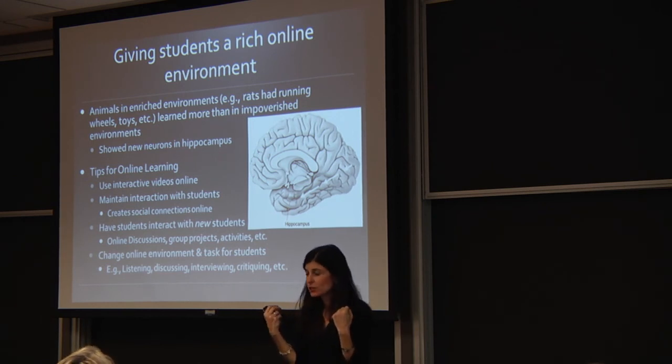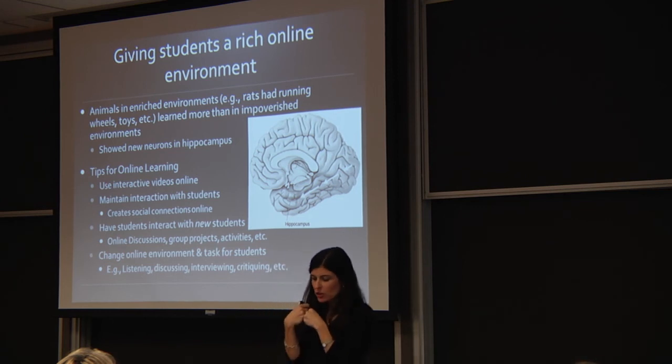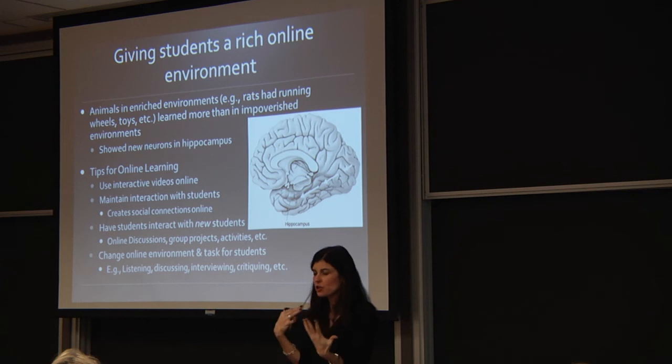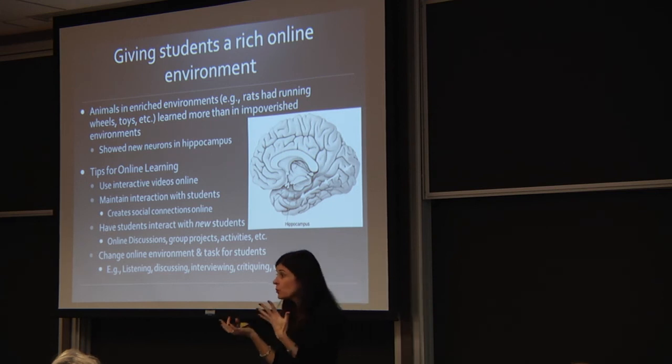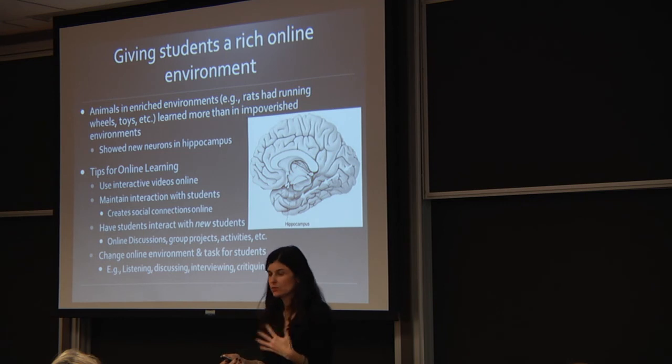I try to have students interact with new students. So if they're forming groups, I change those groups throughout the quarter, so it's not always the same group of students who are together. Also, changing the online environment and the task for students could be a useful strategy. So one week you might have them listen to a lecture, the second week you might have them discuss, the third week you might have them critique something, just to keep the environment enriched for the students.